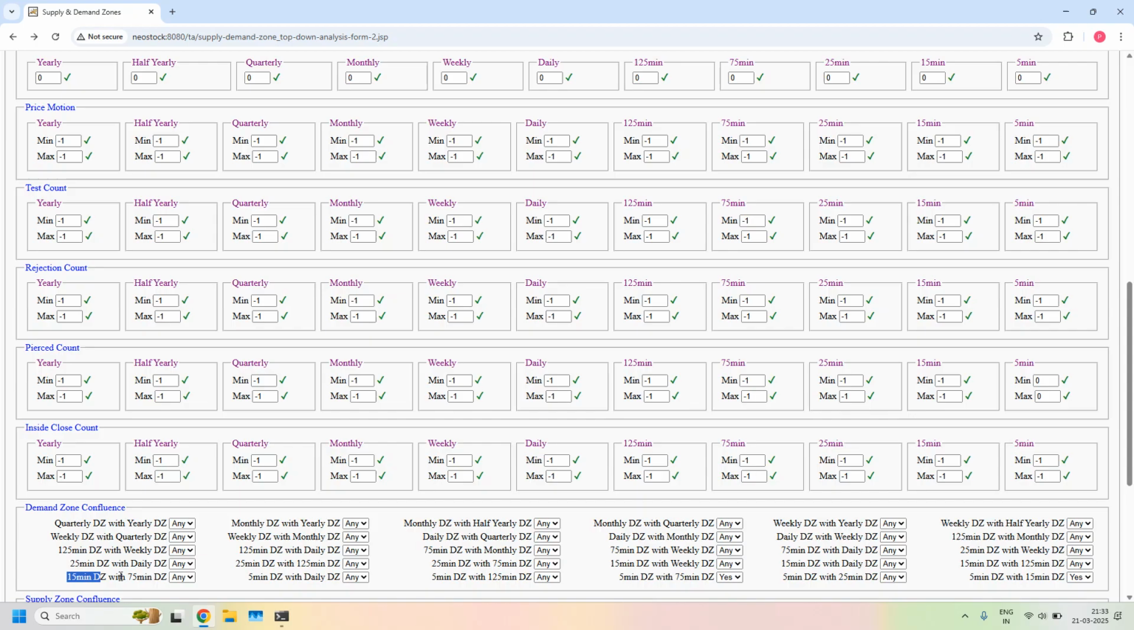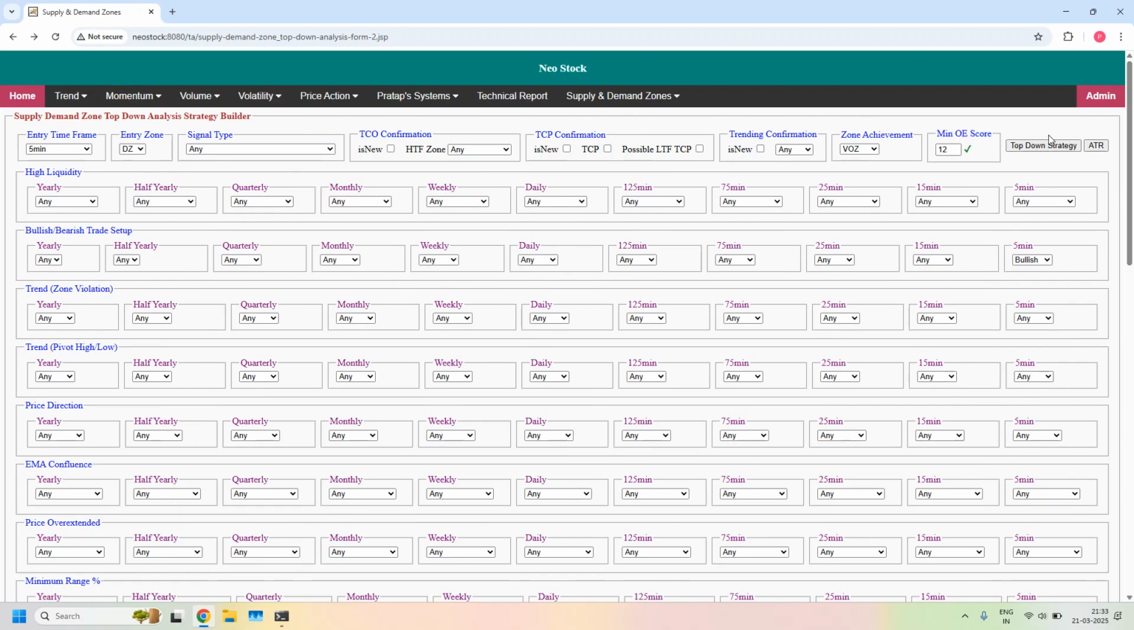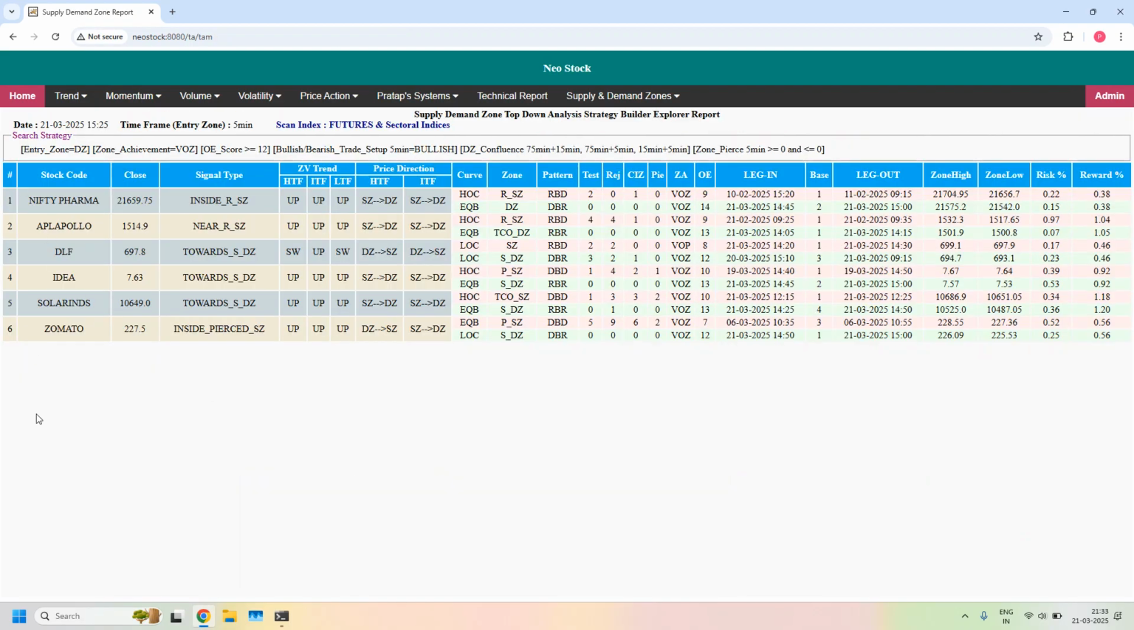Next, 15 minutes demand zone with 75 minutes demand zone Confluence. We enabled all the 3 filters. No other filters are enabled. That means LTF, ITF, HTF demand zone Confluence, we got 6 stocks.